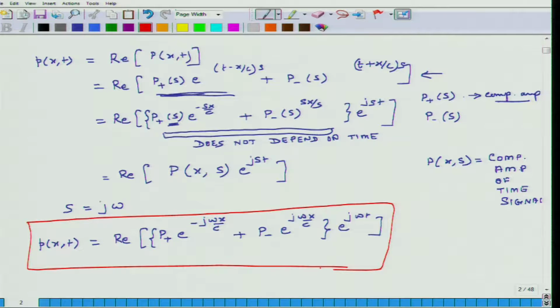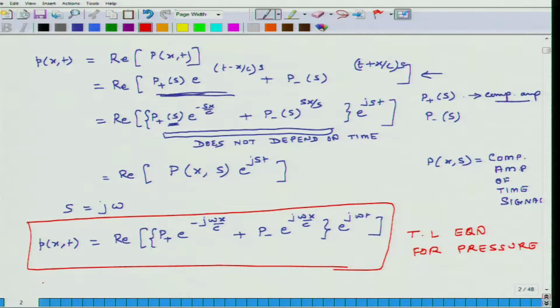This equation which I have bracketed in red is called the transmission line equation for pressure. Okay.